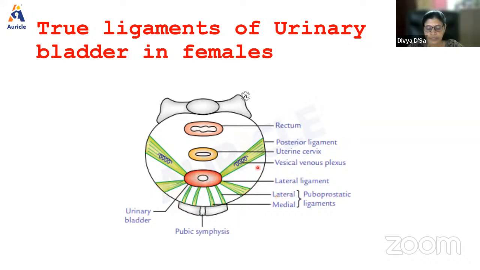False ligaments are basically the peritoneal folds. They are about 7 in number. Anteriorly we have 3: the median umbilical fold, and a pair of medial umbilical folds and lateral umbilical folds. And a pair of lateral false ligaments, which extend from the bladder to the lateral pelvic wall, also formed by a fold of peritoneum. Posteriorly, there will be a pair of sacrogenital folds. So they are basically the peritoneal folds which form the false ligaments.